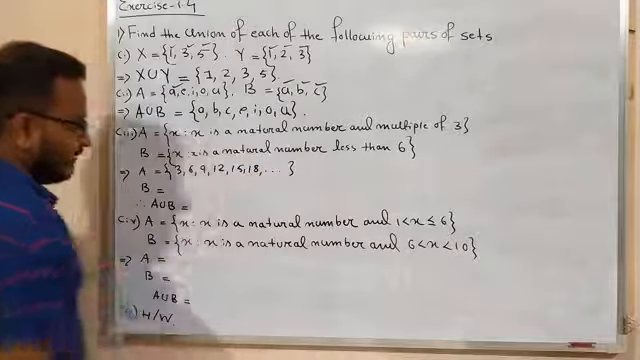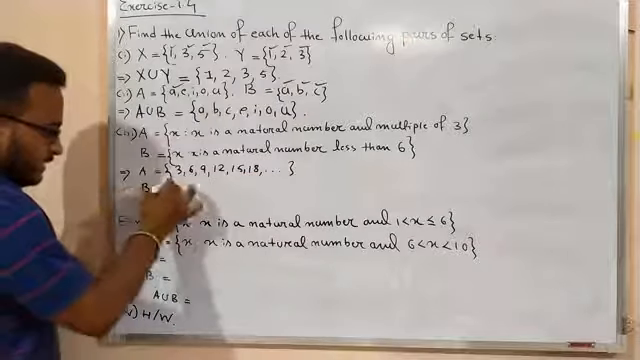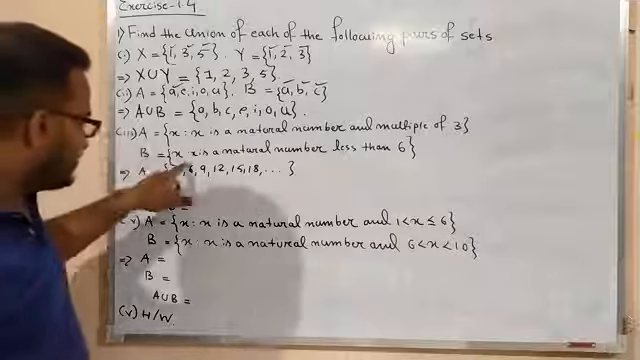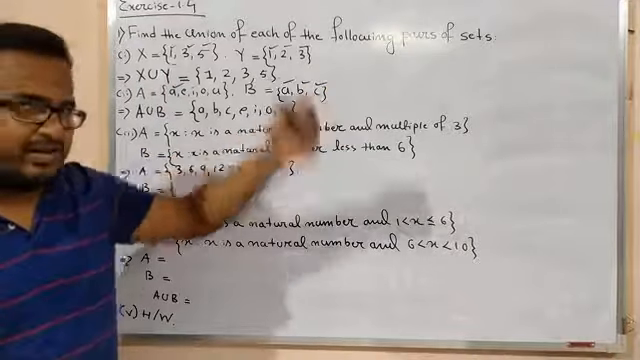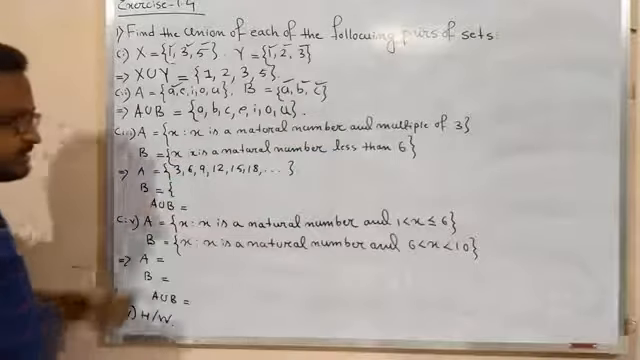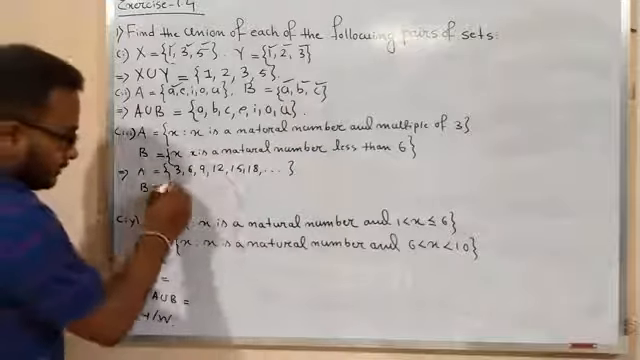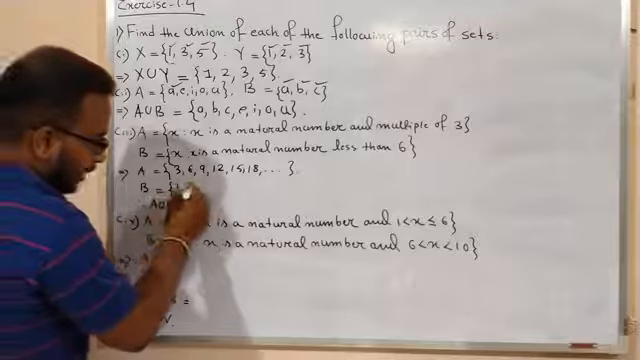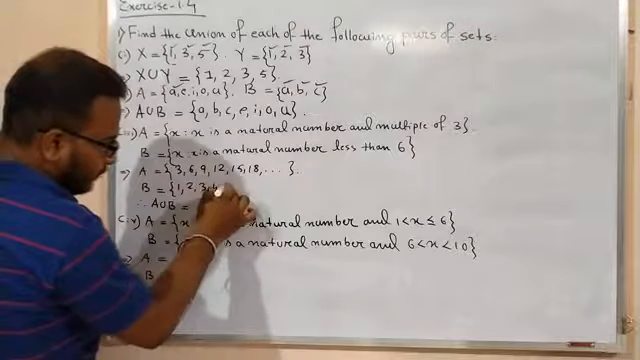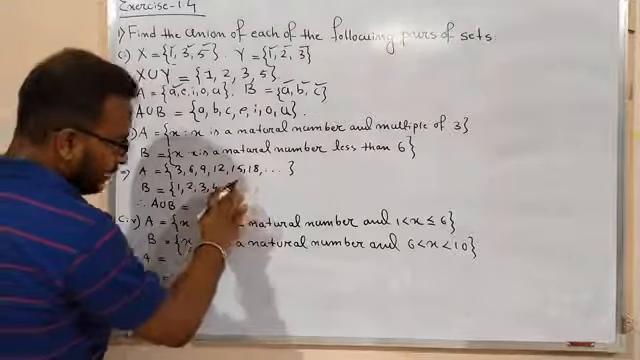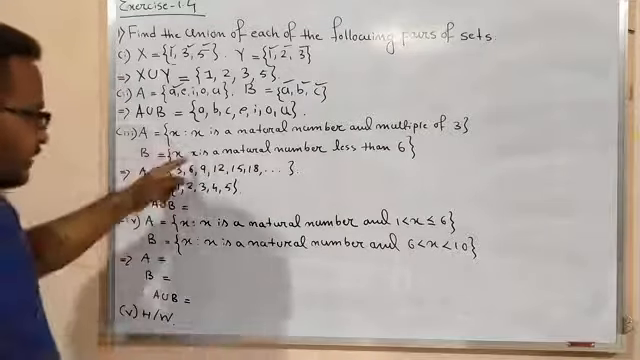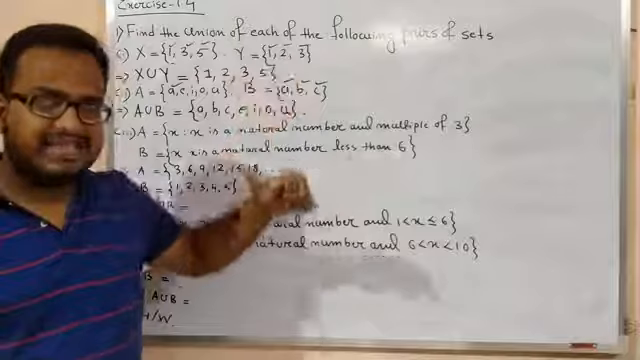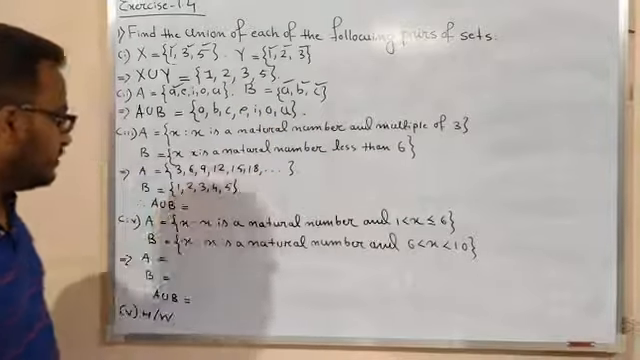It's an infinite set. Now what will be the set B? Set B is X such that X is a natural number less than 6. We know natural numbers start from 1. So you just write 1, 2, 3, 4, 5. No need to write 6. You have to stop here because you are allowed to write only the natural numbers which are less than 6. So you have to stop at 5.